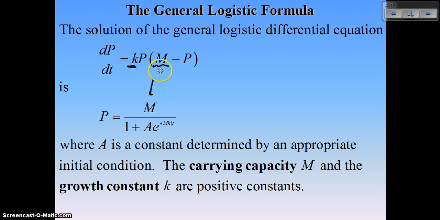You are welcome to use the shortcut. Plug in m, take m and k, multiply them together, plug in there, and then you'll have an initial condition you can use to get A, and you don't have to go through all that work we just went through.